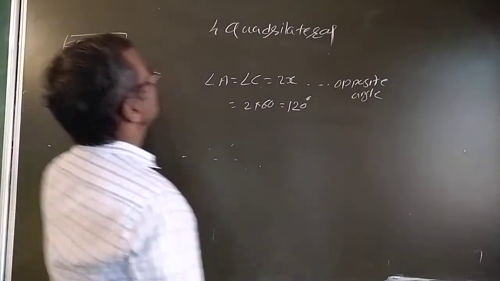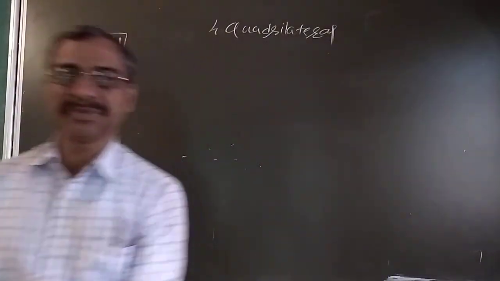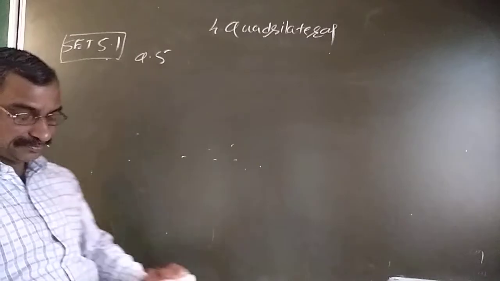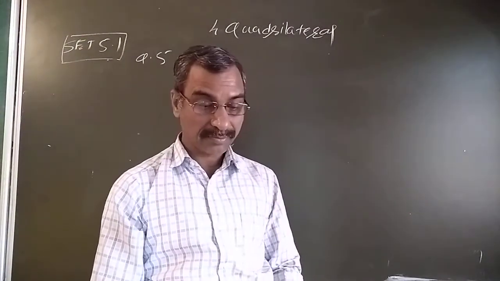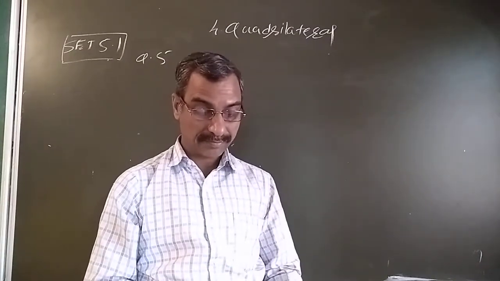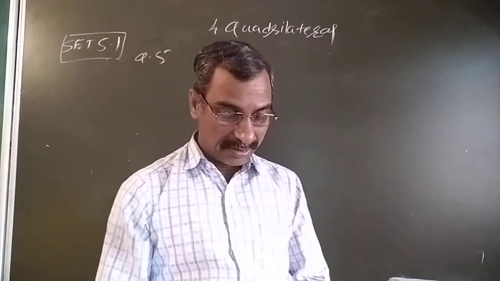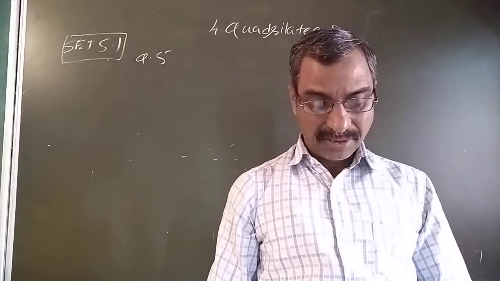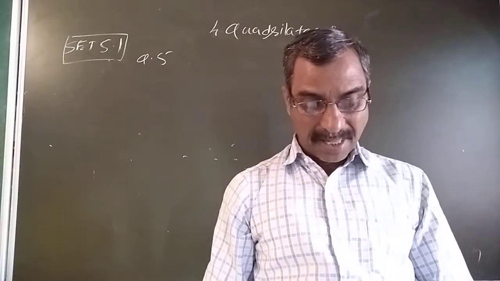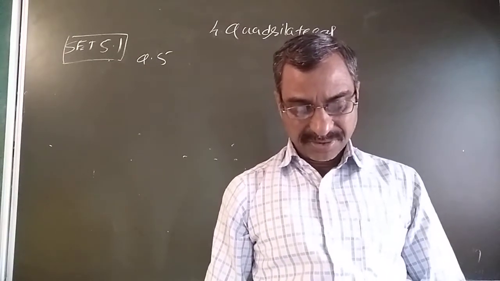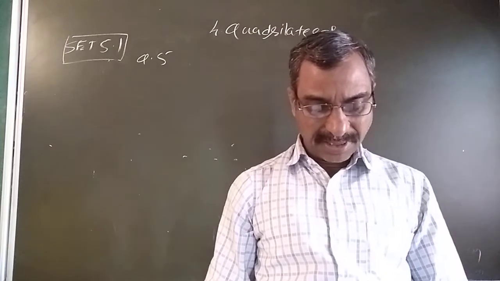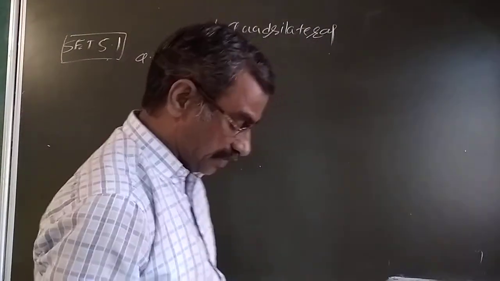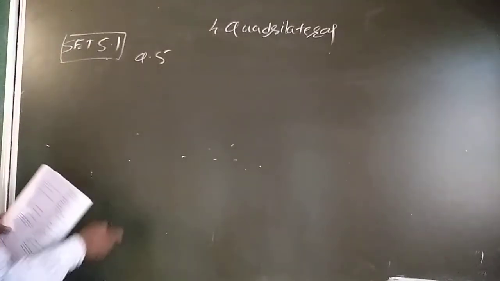Then question number 5. Then we will solve question number 5. I'll read the question. The diagonals of a parallelogram intersect each other at the point O. If AO is equal to 5, BO is equal to 12, AB is equal to 13, then show that ABCD is a rhombus. So, firstly we draw the parallelogram as per the given condition.